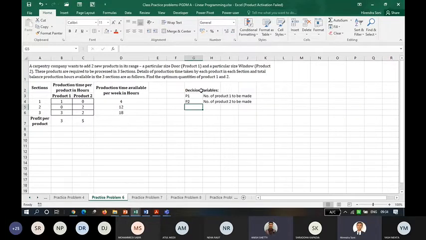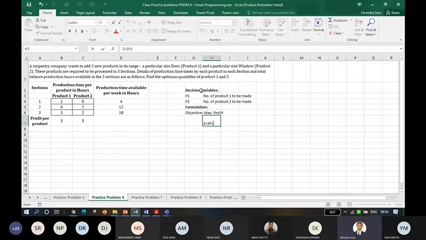After this, my formulation. In the formulation, the first is the objective function. Objective would be to maximize profit and my equation would be Z equals to P1 plus 5 P2. Correct? Any doubts? No, sir. Okay.